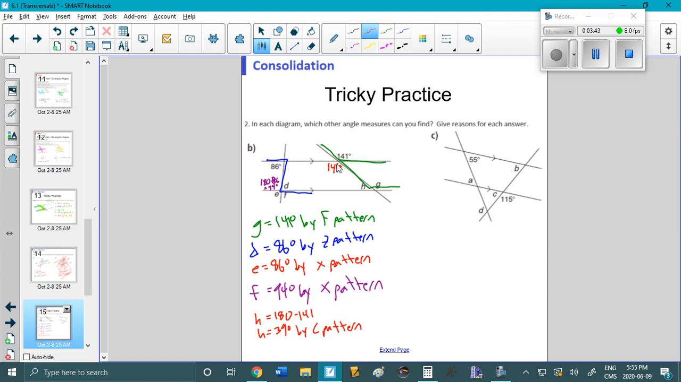Okay, so yeah, if you're finding an angle like this that's not one you're asked for, you don't have to justify it necessarily. I'm just trying to make this as easy as I can. All right, so let's do some here. Let's see what we can find.